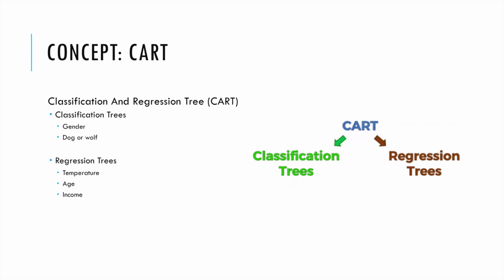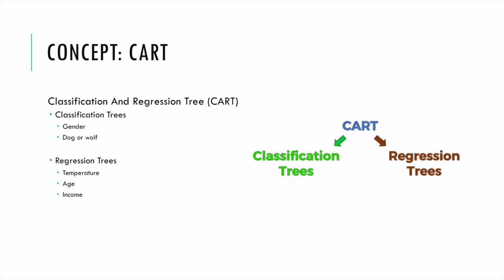Now let's see the concept of CART. CART means classification and regression tree. CART can be divided into classification trees and regression trees. To judge gender, or whether it's a dog or a wolf, we use classification trees. We decide a man or a woman. We just put the person into one bucket, and those two buckets cannot be compared.